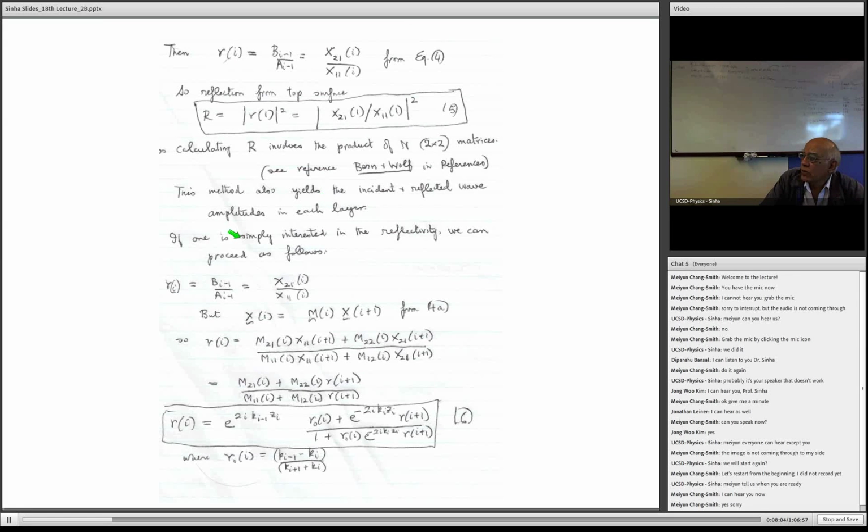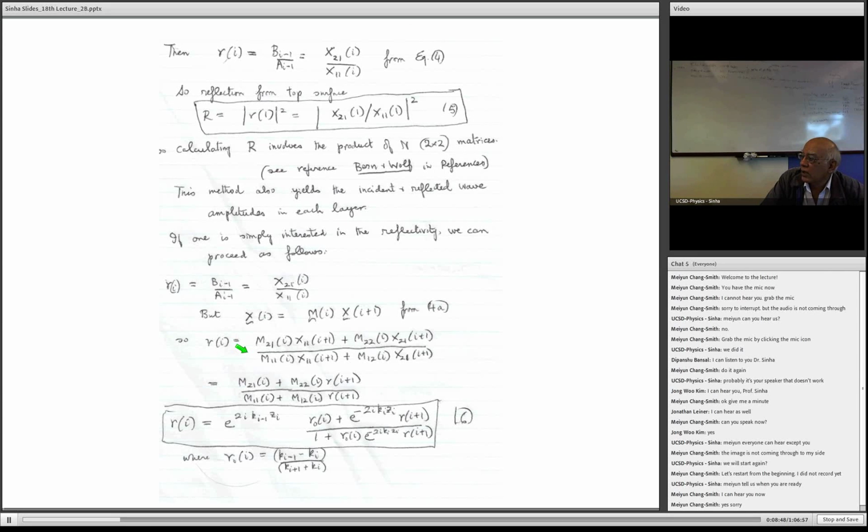If, on the other hand, one is simply interested in the reflectivity without worrying about what the amplitudes of the waves are in each layer, then we can proceed as follows. We can write the reflectivity again in this form, and as I said, it's given by this. But we recall that this matrix x of i is just m of i times x of i plus 1, and so we can just replace that in the expression for R of i here, and we get this expression.